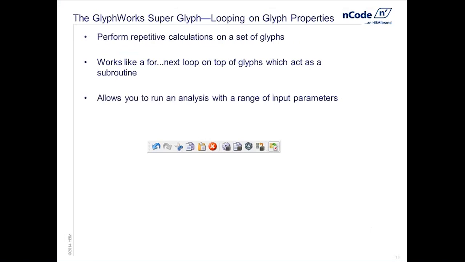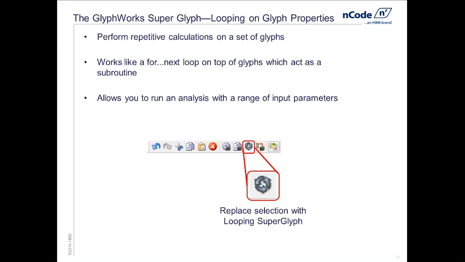So I'm back in the presentation here again. Let's see how we can extend this concept of wrapping a series of glyphs together to help us take it a step further. Specifically, I want to show how we can leverage this SuperGlyph to perform repetitive calculations in GlyphWorks. You create what's called a looping SuperGlyph in the same way that you create a standard SuperGlyph, except in this case, you're going to be looking for a slightly different logo in the toolbar.